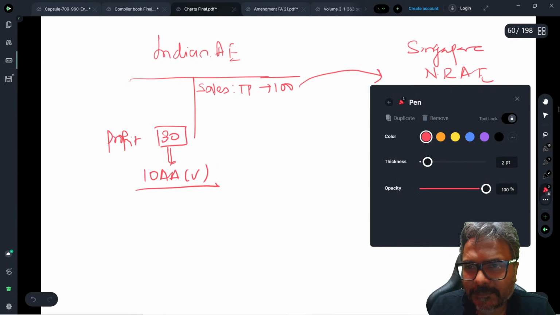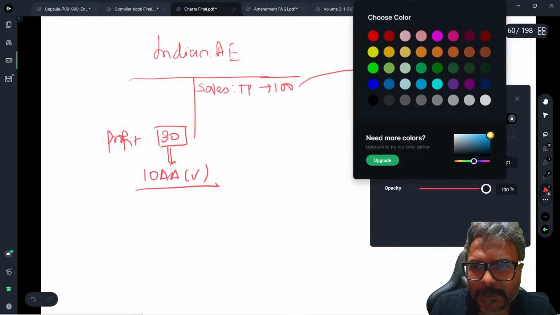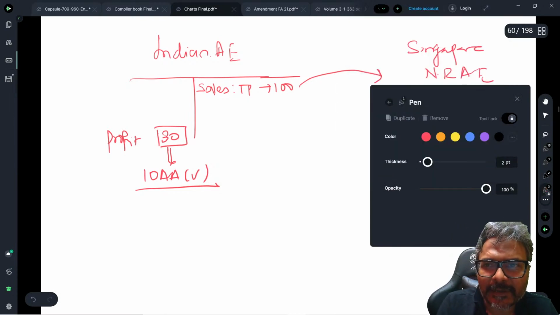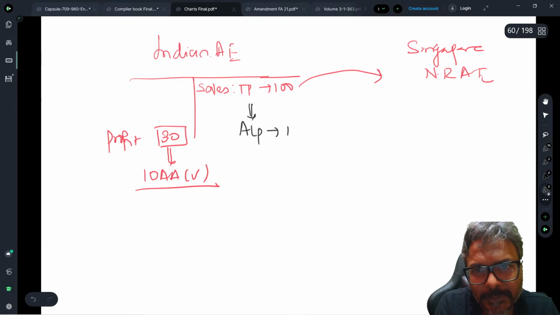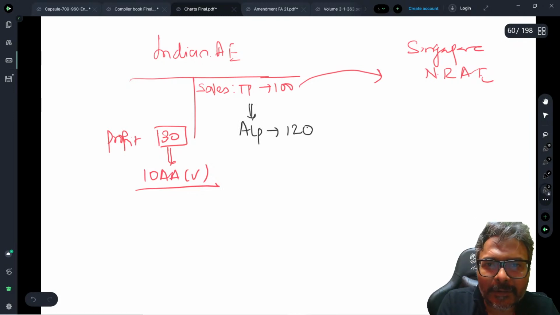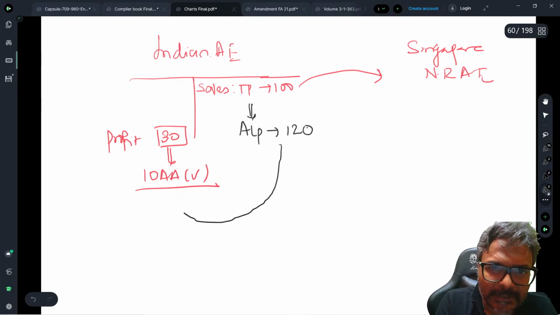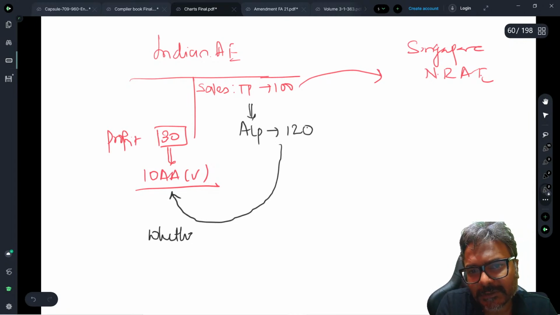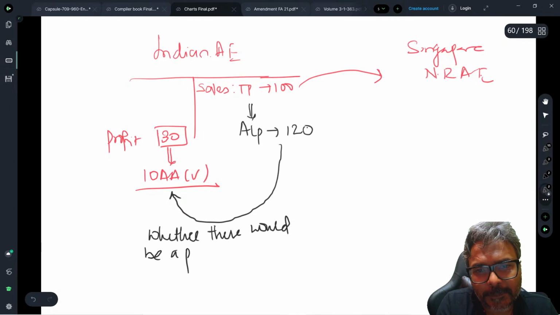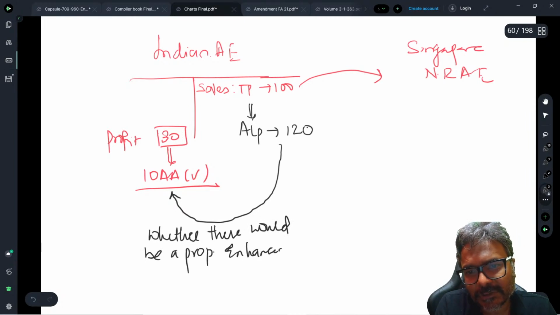Thereafter, students, what happens was that subsequently the assessing officer, as you all are aware, the ALP that was being adopted was 120. Now, in that context, the question is that with this 120, whether there would be a proportionate enhancement of the deduction is the question to all of you.